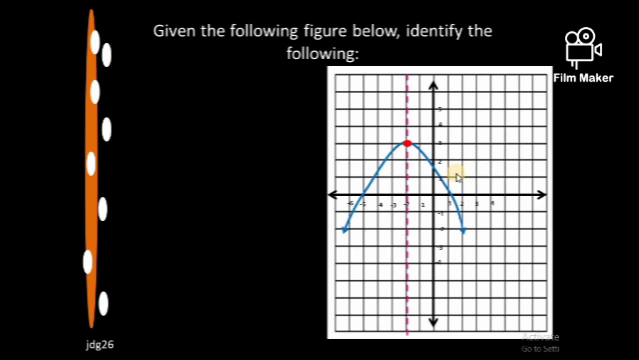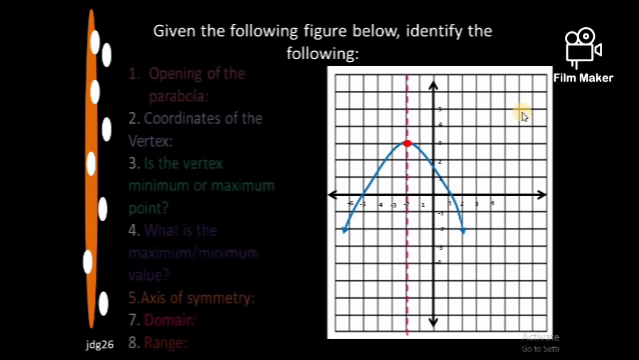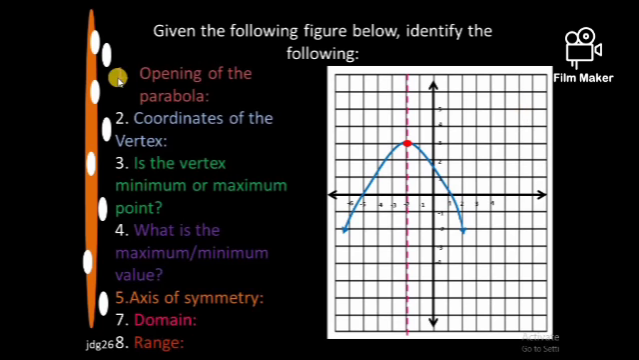Given the following figure below, identify the following. Let us answer number 1. What is the opening of the parabola? So tingnan niyo yung figure. Kitang-kita naman sa figure na ang opening ng parabola ay downward. Now, what are the coordinates of the vertex? Remember, the vertex is the turning point. So from here, paakyat siya pataas. After niya maabot itong point na ito, pababa na yung graph ulit. So it means this point is the turning point and this is the vertex.